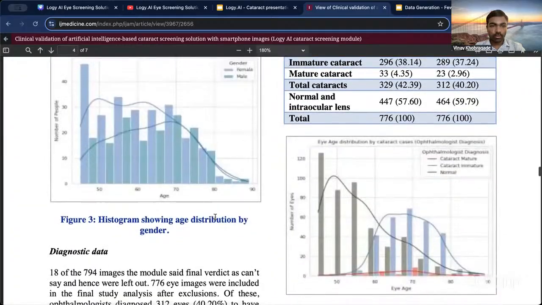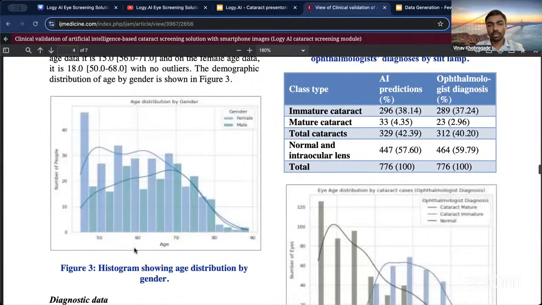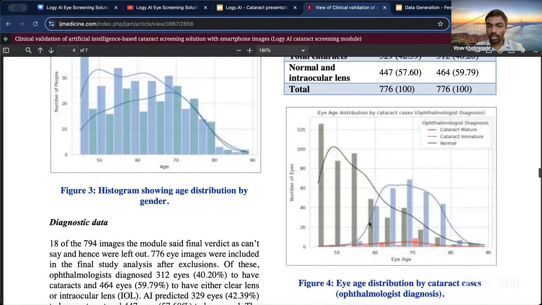So this is a very nice graph that you can see here. In our study, we used the demographics across genders and ages. If you see here, we started from the age of 45, and you can see these green lines. These are normal ones, but you see here that after the age of, let us say, 55 or 60, this drastically increases.